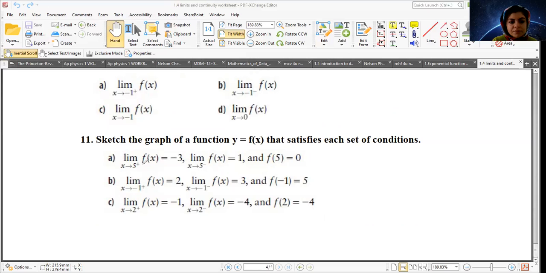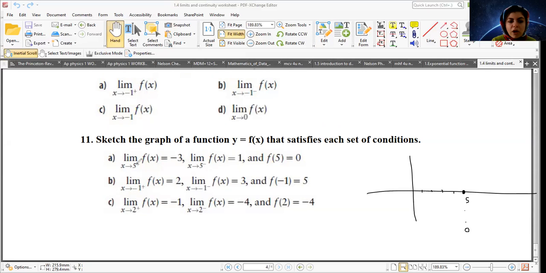Your function, I'm going to graph the first one. F of 5 is 0. So let's say this is 1, 2, 3, 4, 5. So at this point, the x is 5, the y is 0. And the limit of the function from the right of 5 is -3. Is 1, 2, 3. I need to make an empty circle.